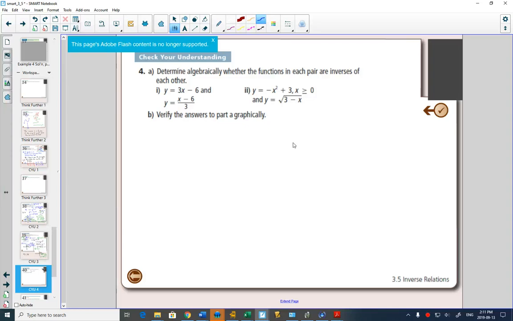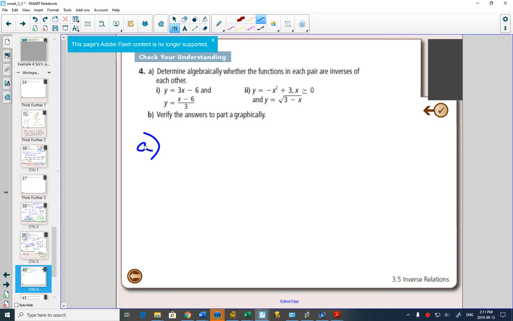Determine algebraically whether the functions in each pair are inverses of each other. Verify the answers to part A graphically. So in A, algebraically, that's where you switch the x and the y and solve for y.